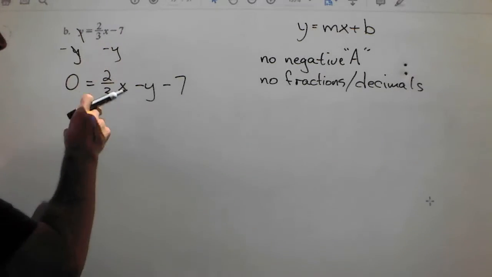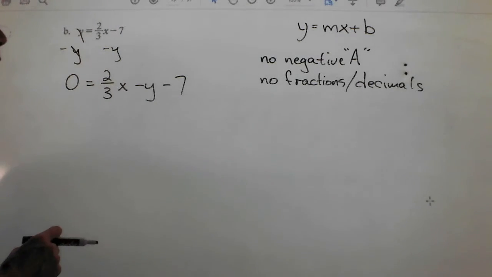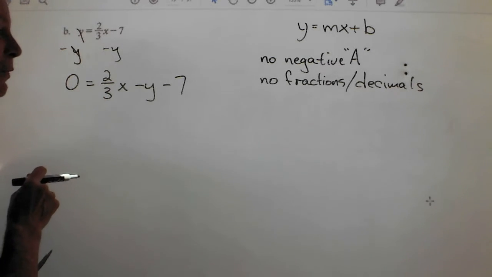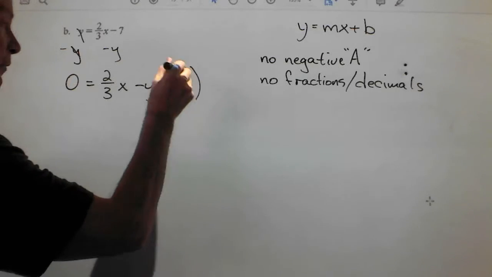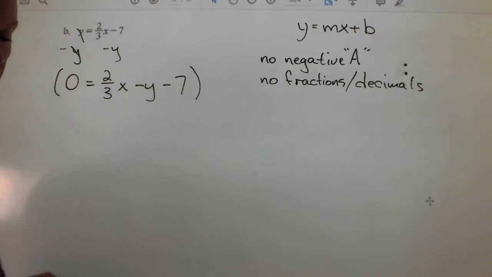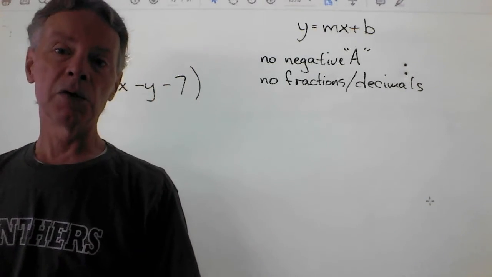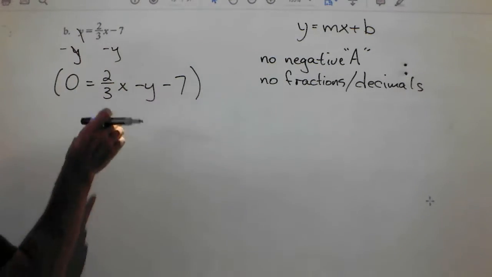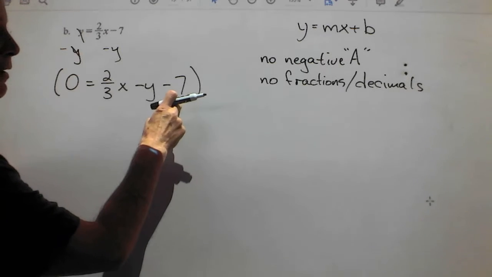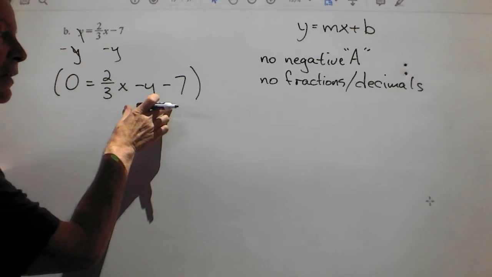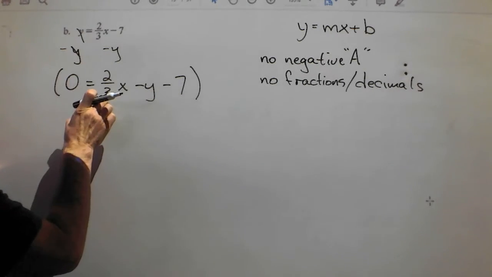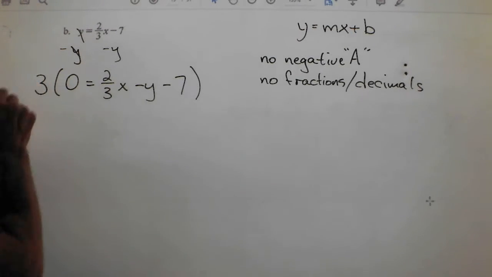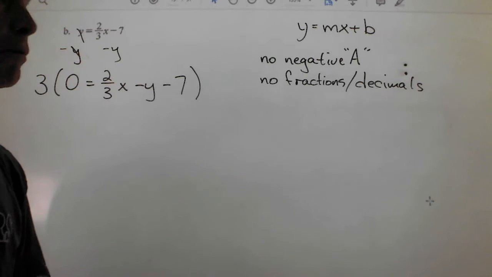However, we do have a fraction. And remember, to get rid of that fraction, we simply multiply everything through. And this time we're going to multiply everything through by the denominator. Okay? Now, if we have more than one fraction in our equation, it has to be the least common denominator. But in this case, we only have that denominator of 3. So that means we're going to have to multiply everything through by 3.